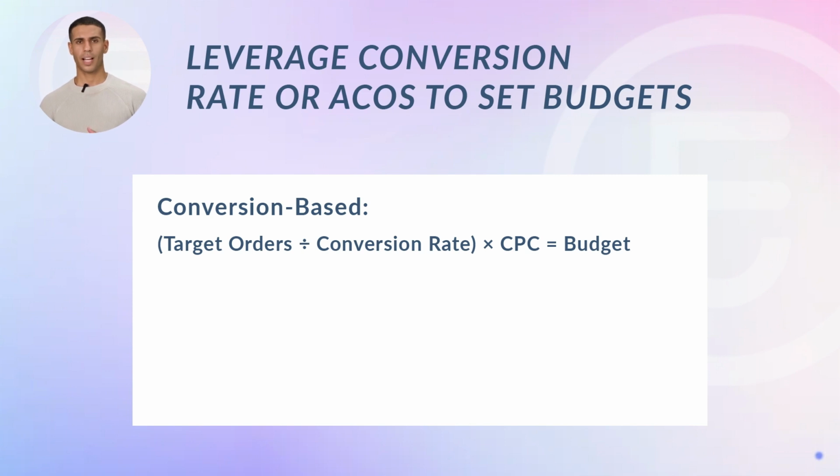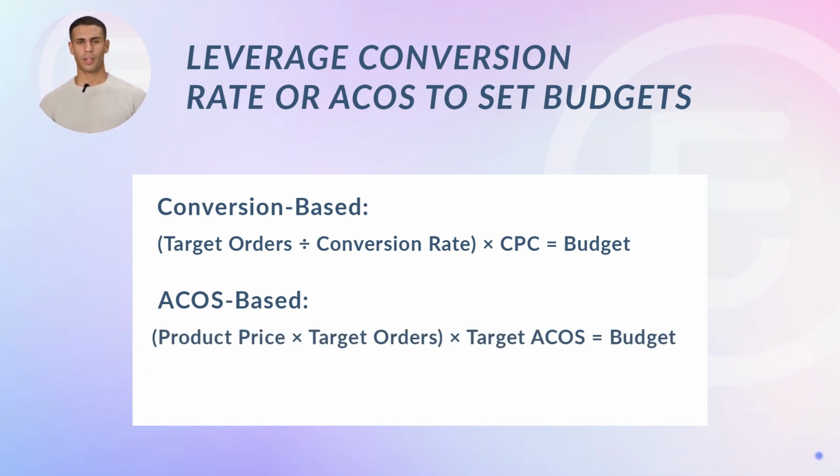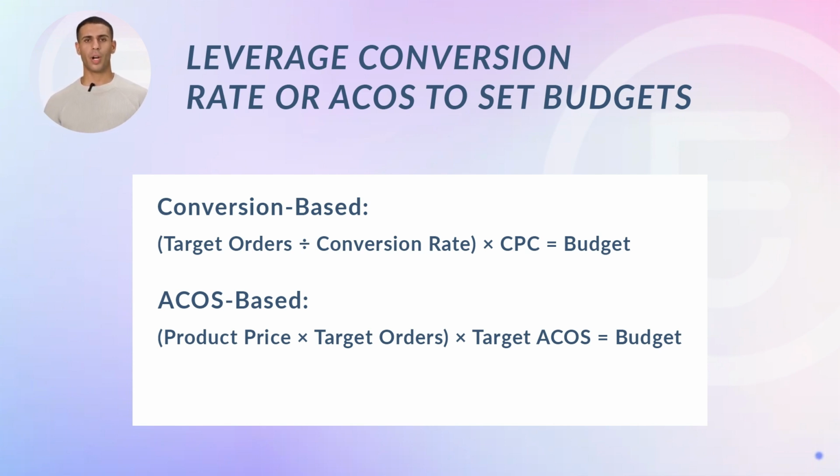Lastly, you can plan your budget based on your target ACoS. ACoS is calculated by dividing ad spend by ad revenue. With this formula, you can determine your current ACoS and then set your target ACoS. Here's how to calculate your budget. Multiply your product price by the number of target orders to get your ad revenue. Then multiply that amount by your target ACoS. This gives you a clear cap on how much you can spend while still remaining profitable.